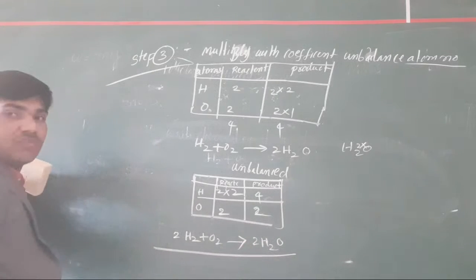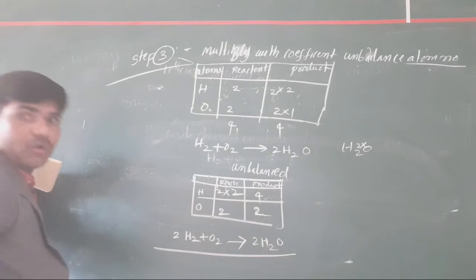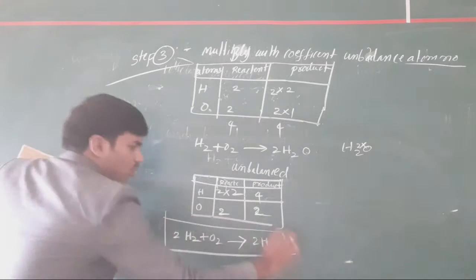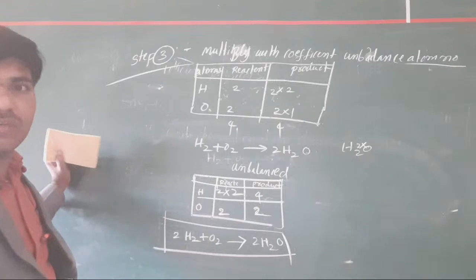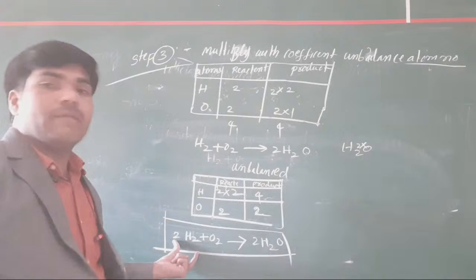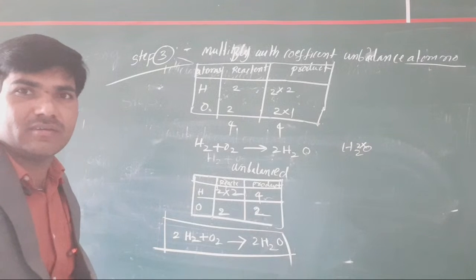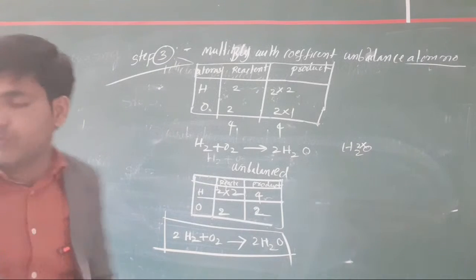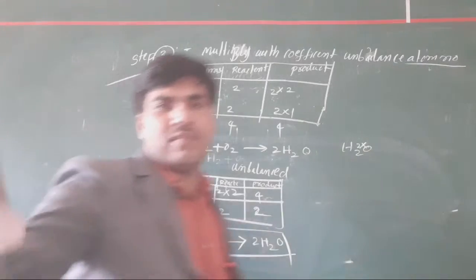Clear or not, all the students? Like that we conclude our equation. At that time only it is called a balanced equation. Clear or not, all the students? This is all about our chemical equation balancing. I hope you all have understood. There are 4 steps involved in this.